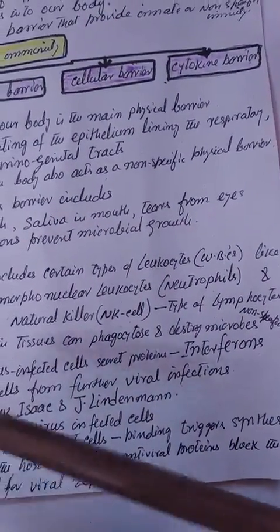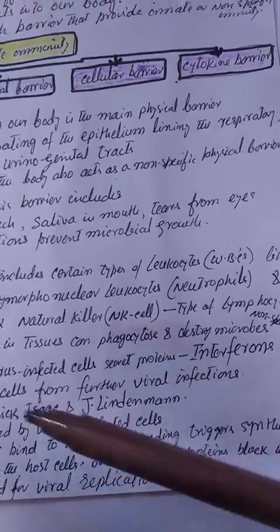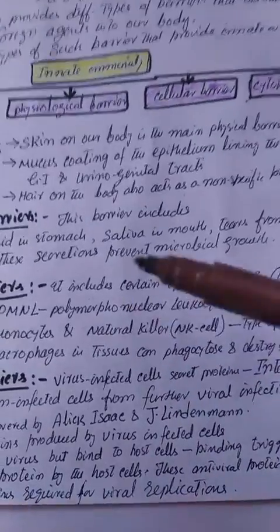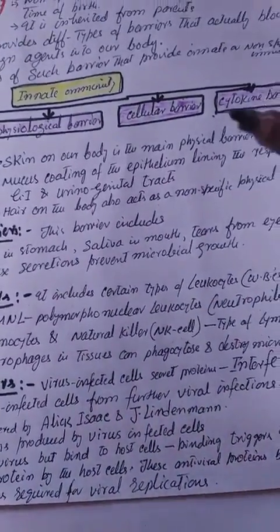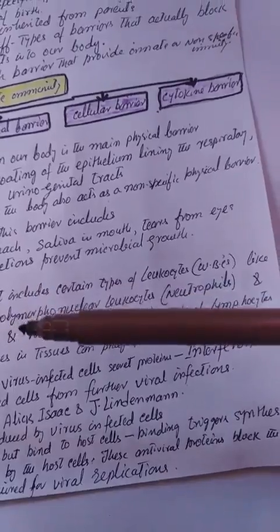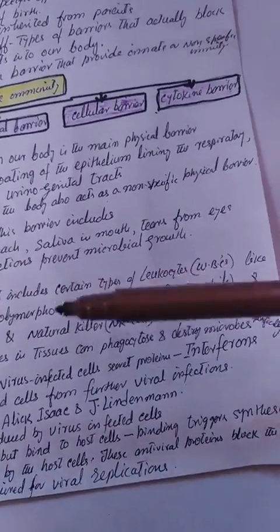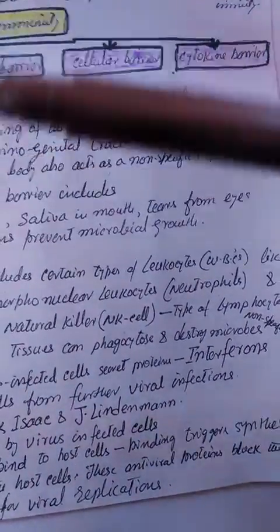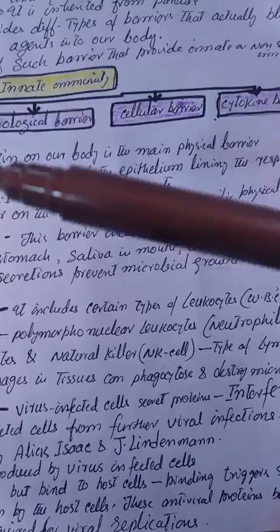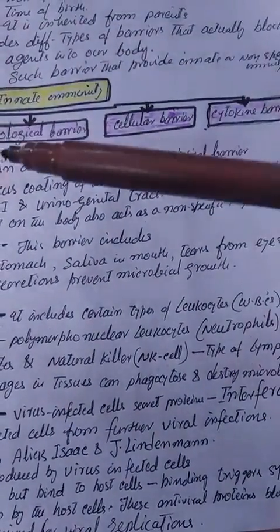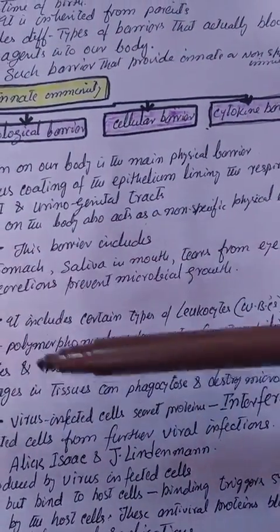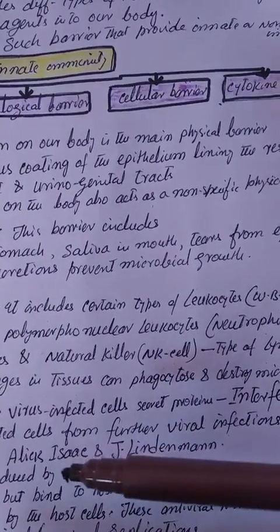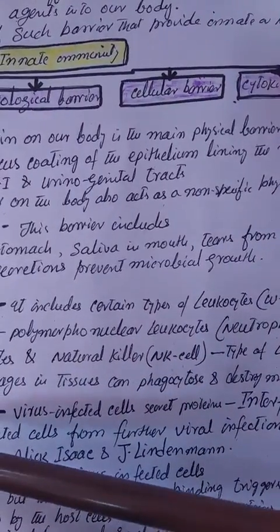These interferons are basically glycoproteins produced by virus-infected cells. The interferons do not kill the virus but bind to the host cells. This binding triggers the synthesis of antiviral proteins by the host cells, and these antiviral proteins block the synthesis of the proteins which are required for viral replication. Thus, these interferons restrict the growth of viruses and constitute the cytokine barrier.